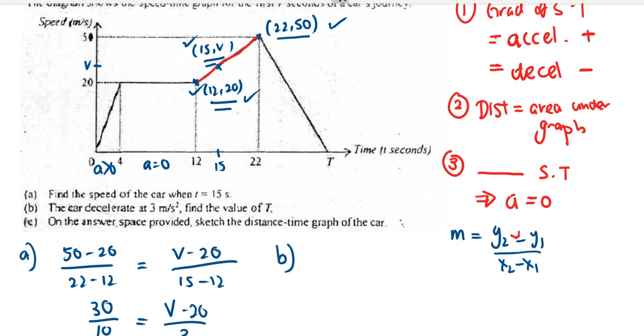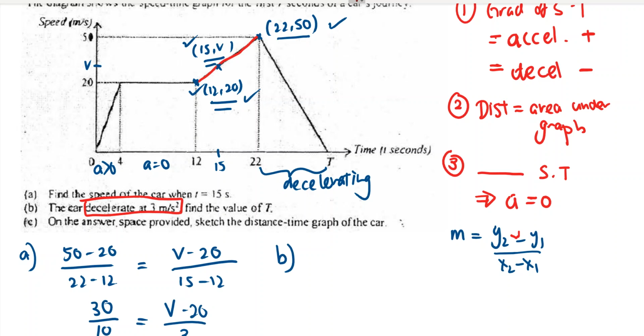So when will it be decelerating? This is the part where the vehicle is decelerating. Also understand the difference between the gradient and deceleration. Okay, so the car decelerates at 3 meters per second squared.